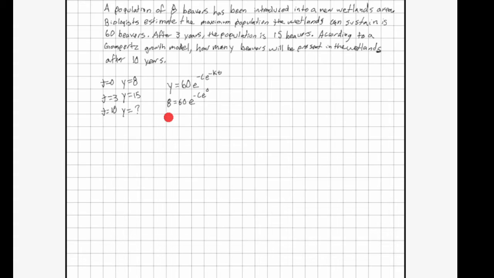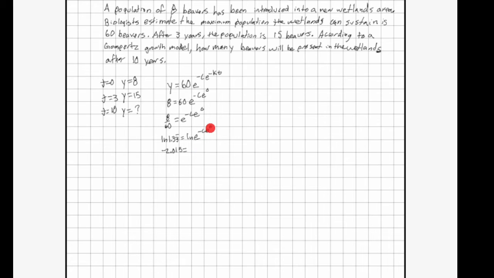Alright, and then after this, we do 8 over 60, which equals e to the negative c e to the power 0. And then after that, we do the natural log of this. 8 over 60 is about 0.133. So 0.133 equals the natural log of e to the negative c e to the power 0. And that should give us negative 2.015 right here.